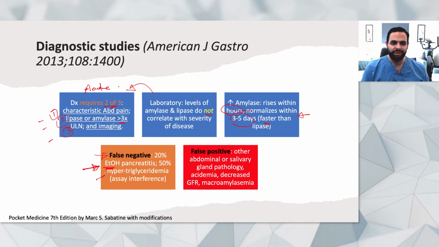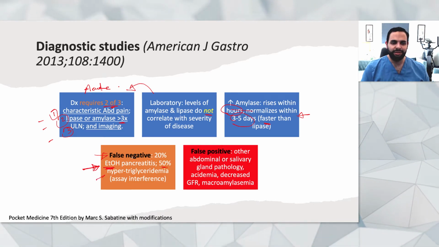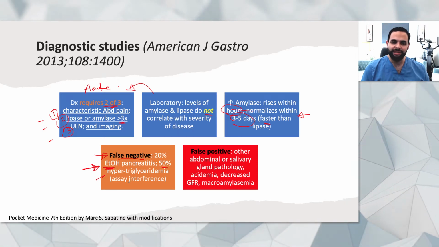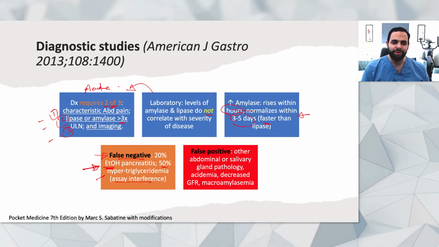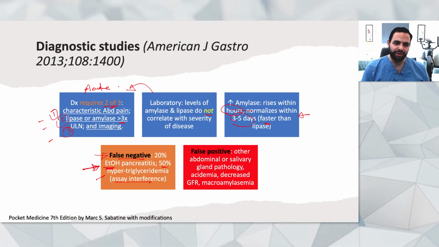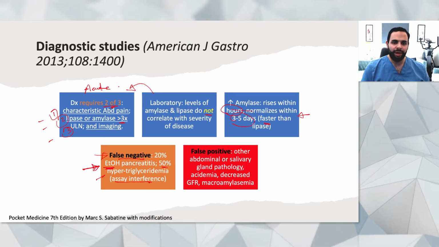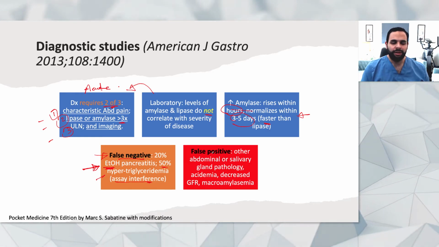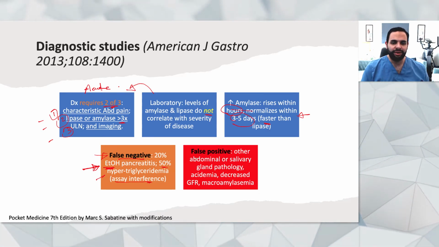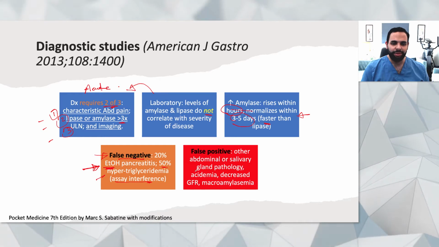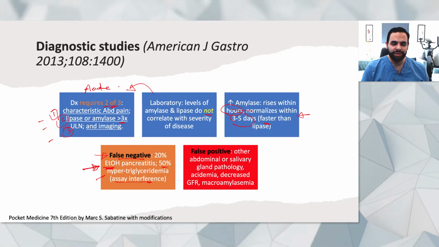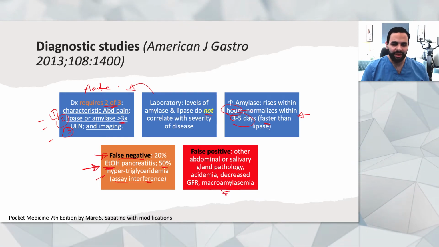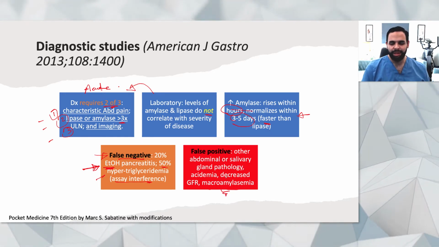And hypertriglyceridemia in 50% of patients will also have false negative, but not because they don't have an enzyme. It's rather because the hypertriglyceridemia interferes with the assay of the amylase. The false positive can be in other abdominal or salivary gland pathology, acidemia, decreased GFR, macroamylasemia, so that's another condition in which you have high levels of amylase in the blood.